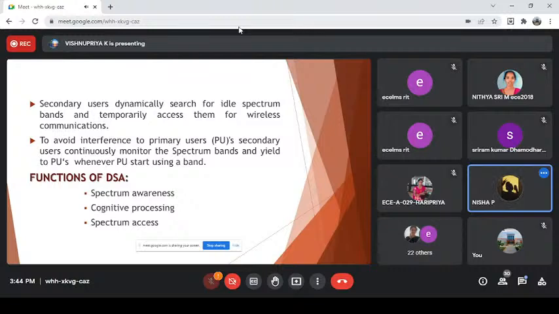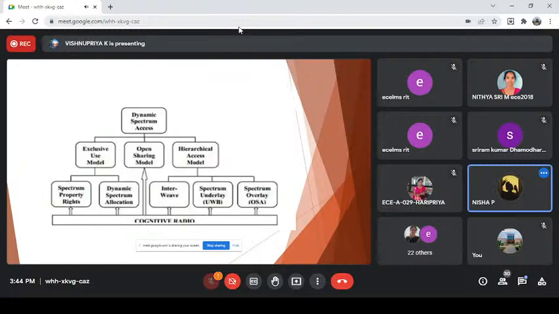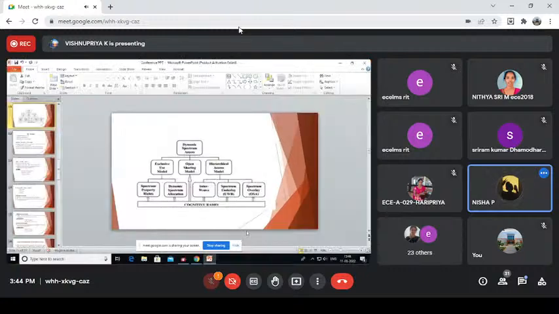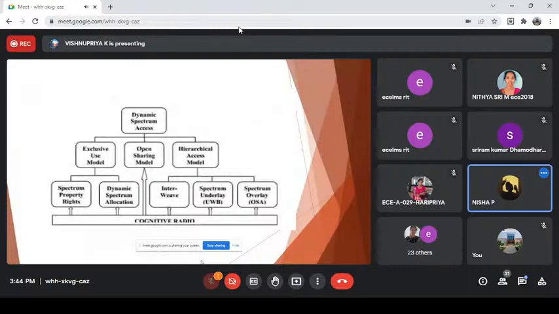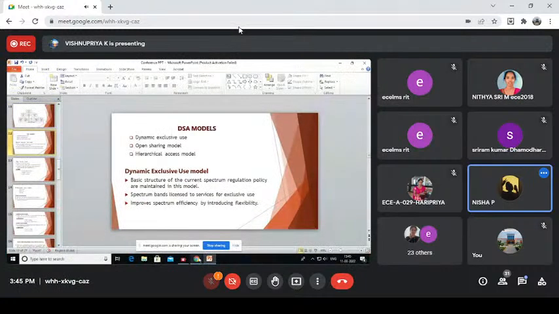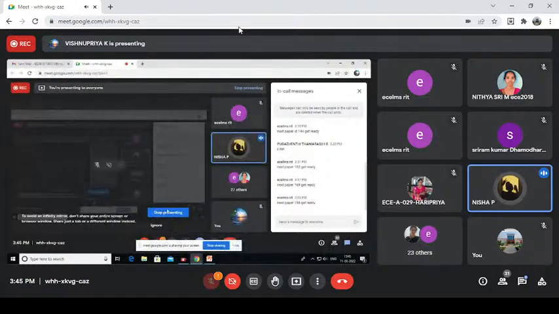Functions of DSA: spectrum awareness, cognitive processing, spectrum access. Dynamic spectrum access is classified into exclusive use model, open sharing model, and hierarchical access model. Exclusive use model is further divided into spectrum property rights and dynamic spectrum allocation. The hierarchical model is further classified into interweave, spectrum underlay, and spectrum overlay. The upcoming slide is going to be explained by Vishnupriya.